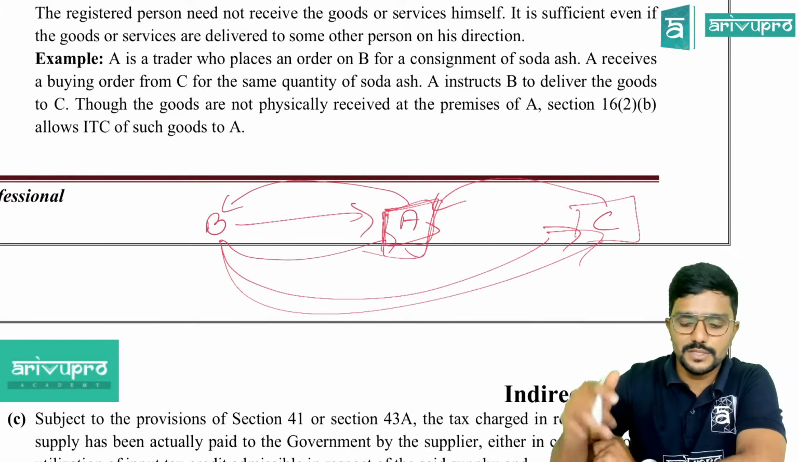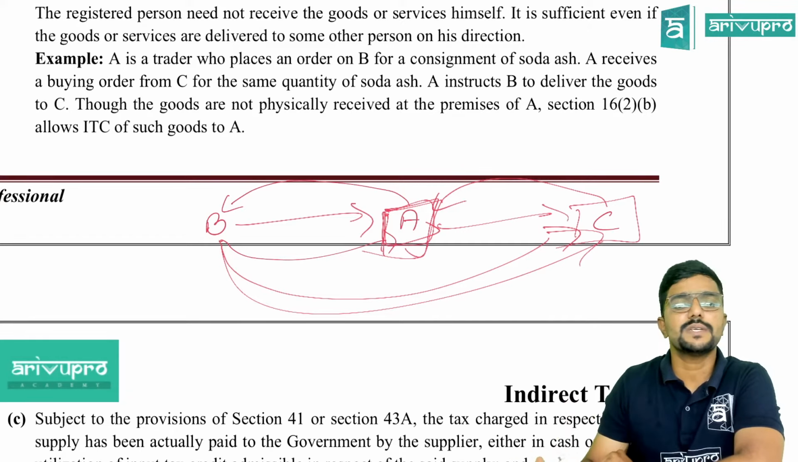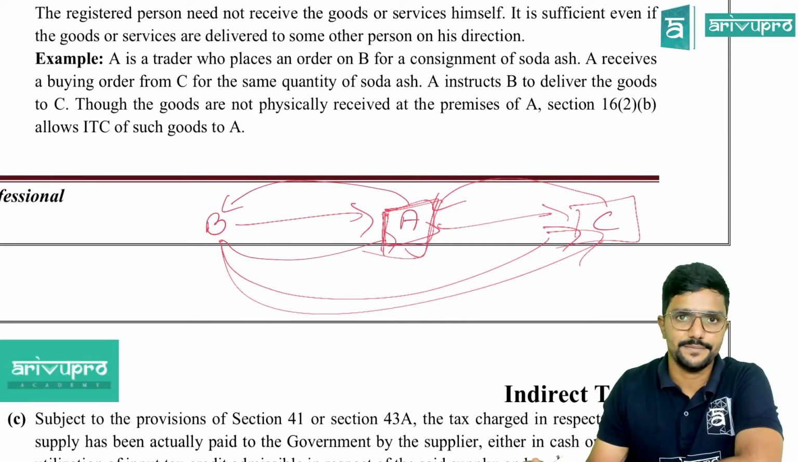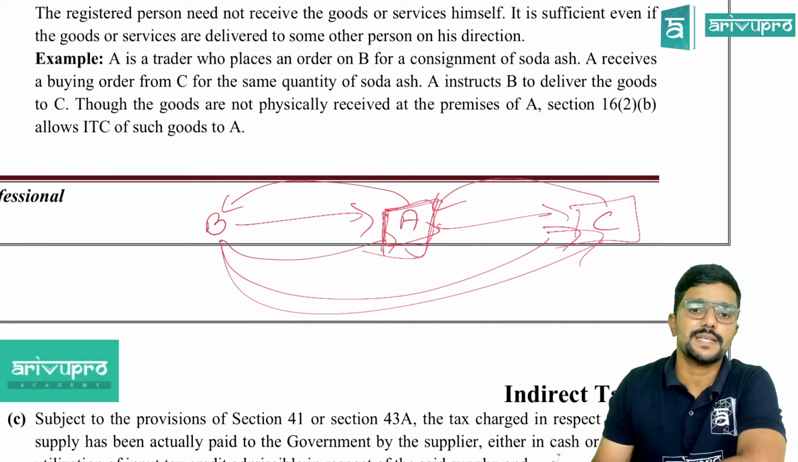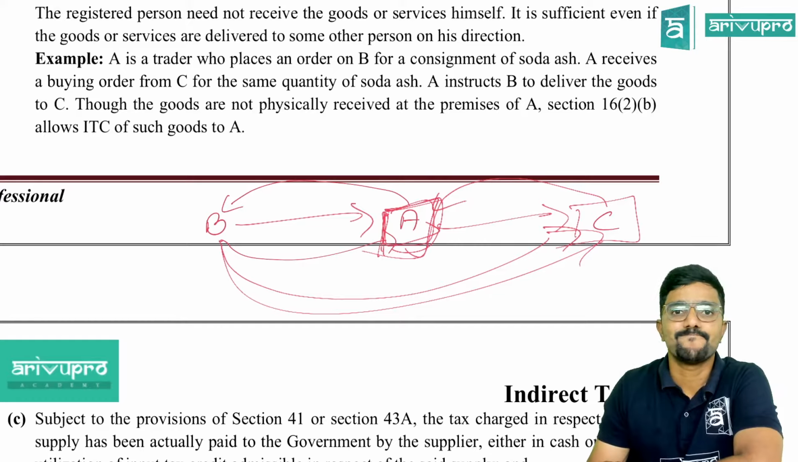Clear? And there is one more supply actually here. There are two supplies. From A to C, there is one more supply, which is an outward supply for A. You will pay tax on that. Okay, we are talking about input tax credit. The question is, can A claim the ITC? Yes, he can claim. Clear?